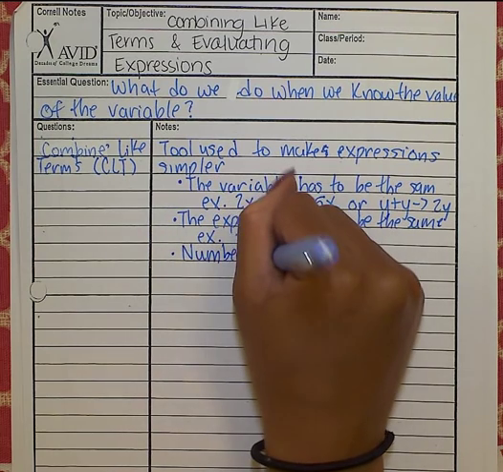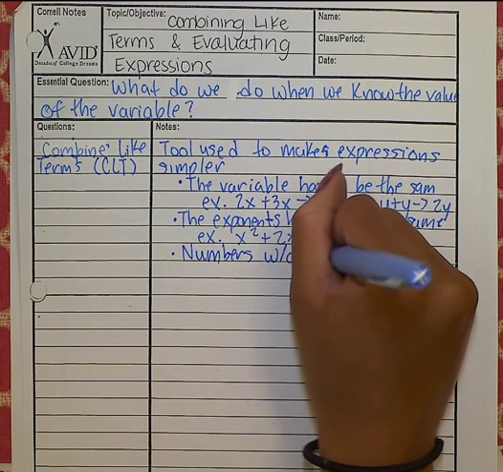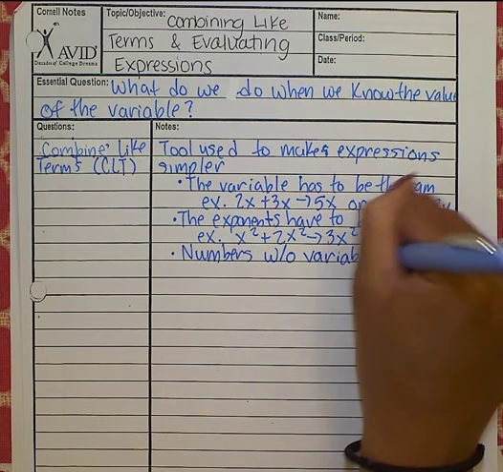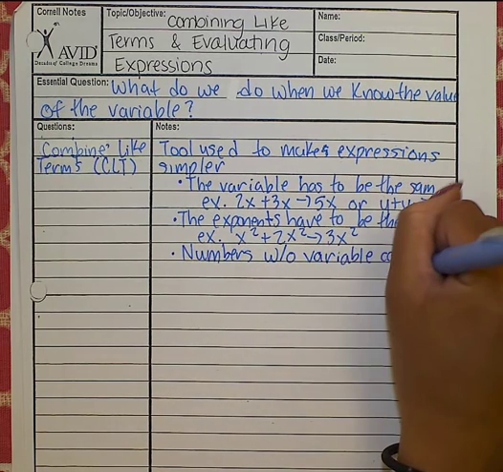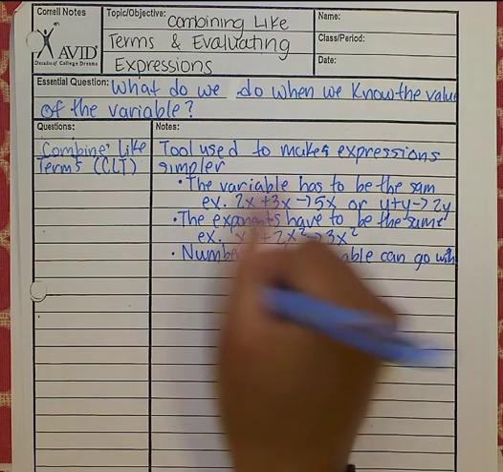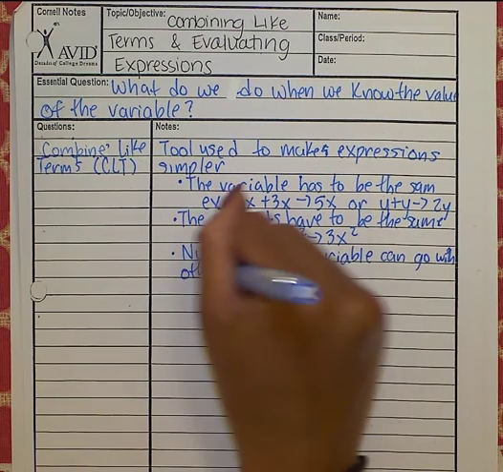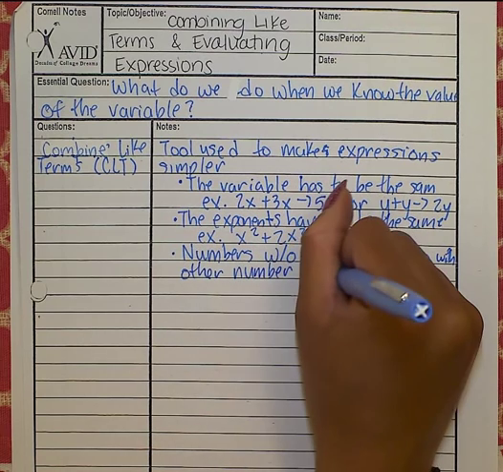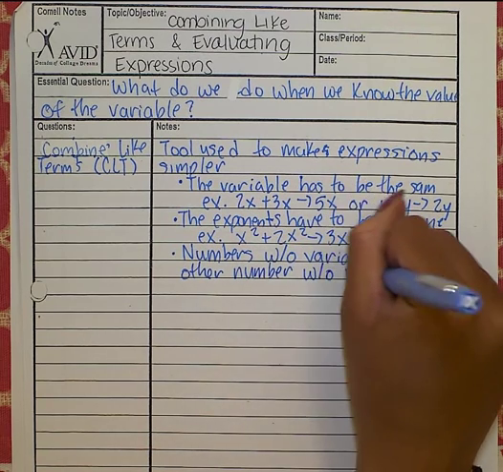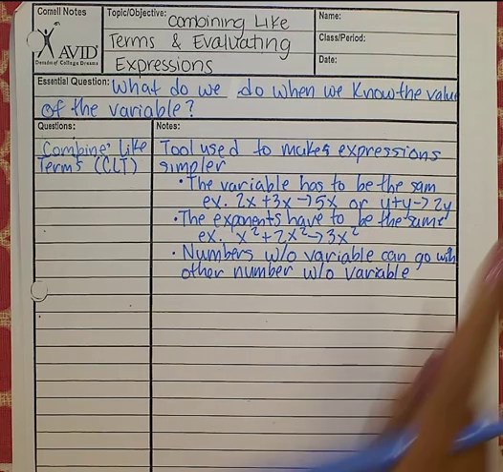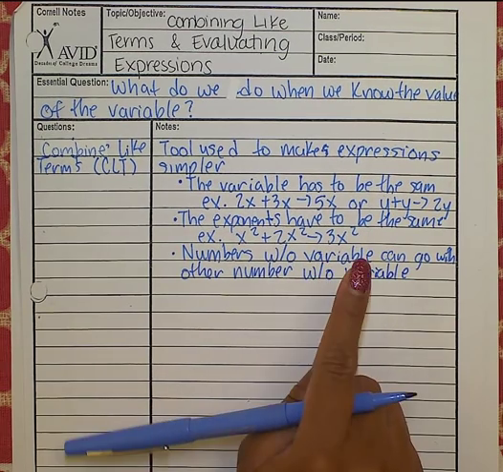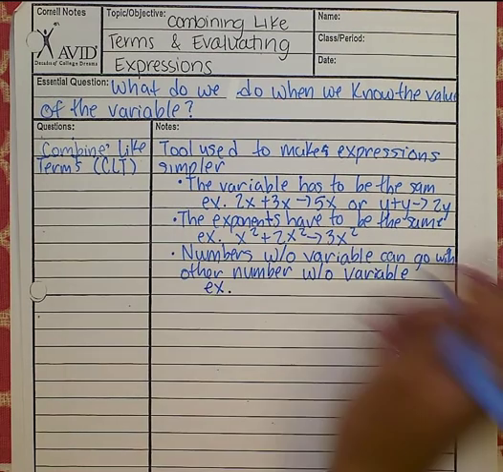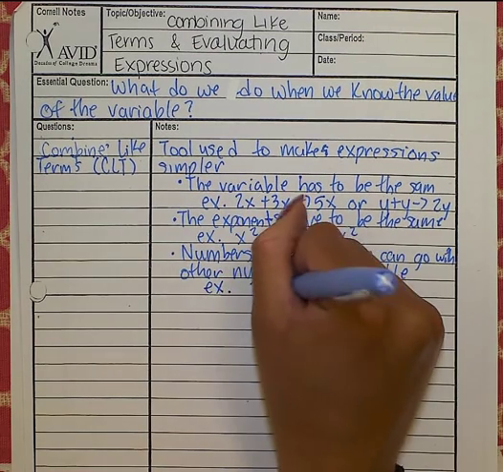The last rule is that numbers without variables can go with other numbers that also have no variables. So, two numbers without variables can combine. For example, this is a more common example that you usually see, 3 plus 4 can combine to be 7.